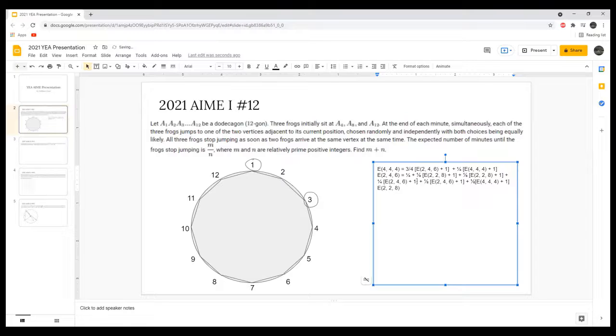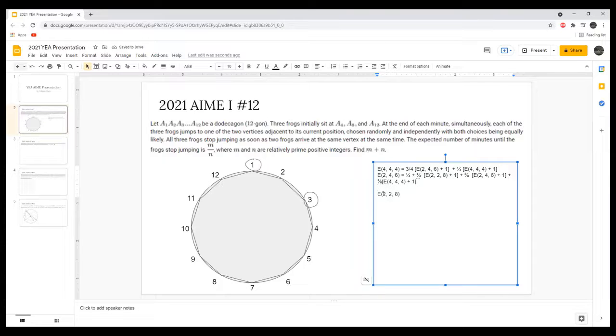Let's simplify this. What do we get? We get 1/4 of this, plus 1/8 of this. All right, so let's come back to that later.